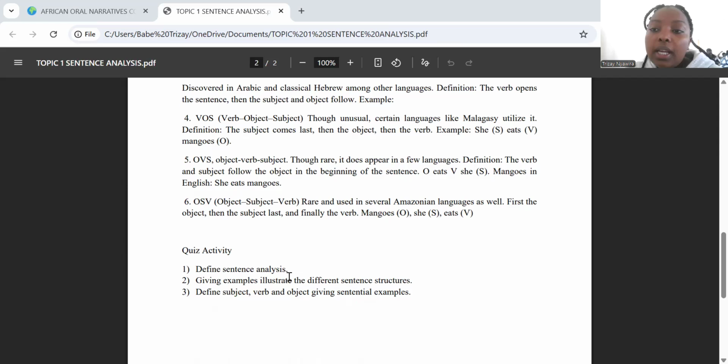So in our activity today, we have to define sentence analysis. I'm sure with what you have learned, you can be able to do that. Giving examples, I want you to illustrate the different sentence structures, as we have tackled the six of them. I need at least 5 examples of sentences using the different sentence structures. And then lastly, I would like you to define the subject, verb, and object, giving sentential examples. That is, give an example of a sentence and then highlight the subject, verb, or the object.